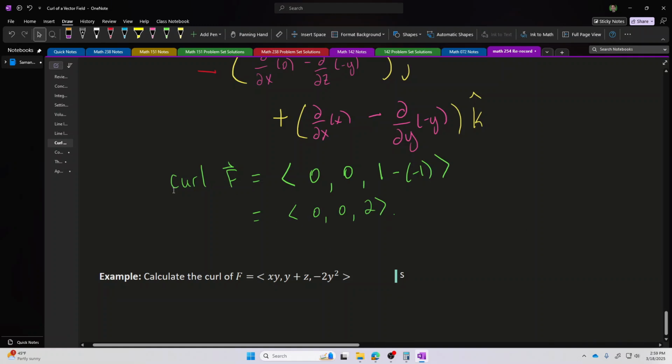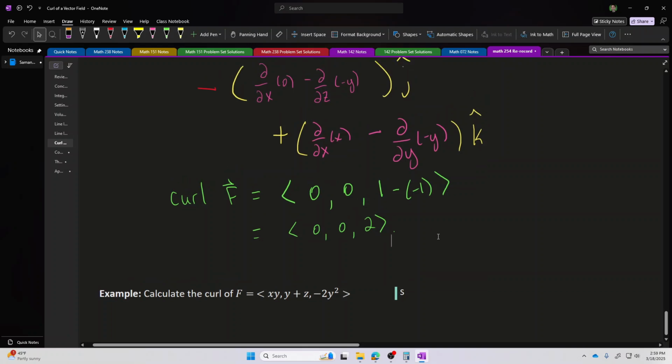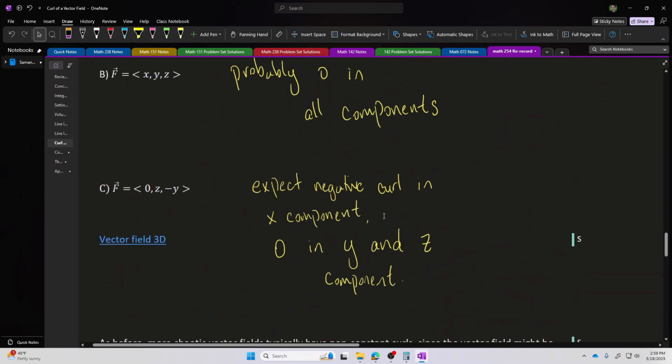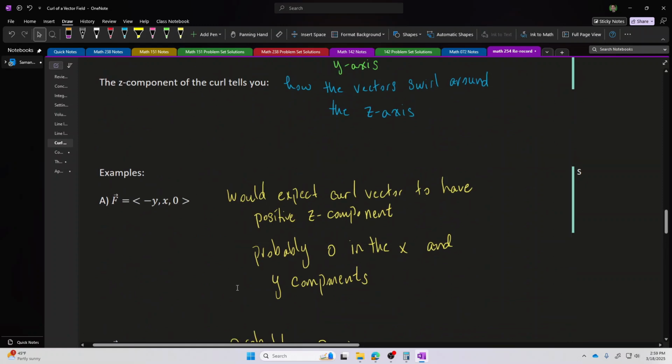So we have, for the curl of this 3D vector field, no swirling around the x-axis, no swirling around the y-axis, and positive swirling around the z-axis, which is exactly what we expected to happen based on our graphical examination of this vector field.